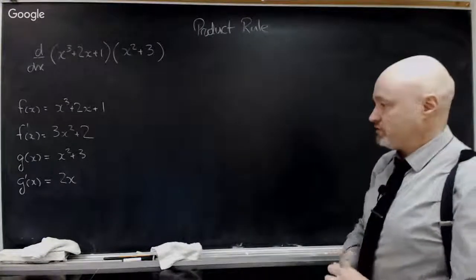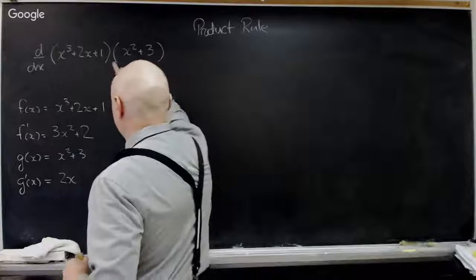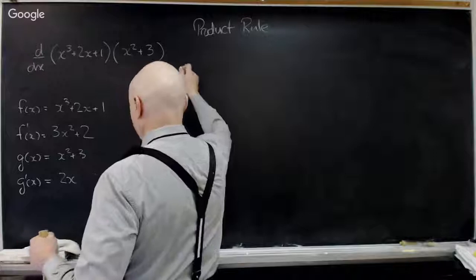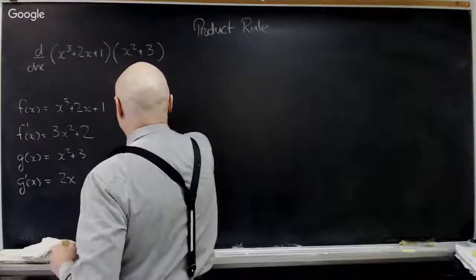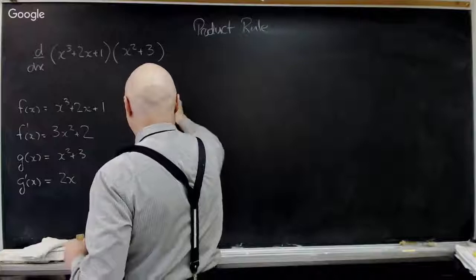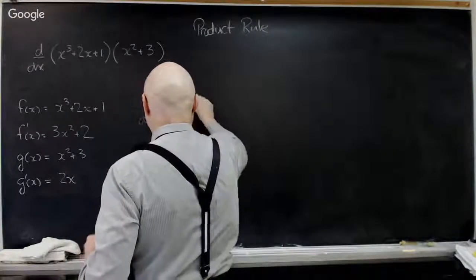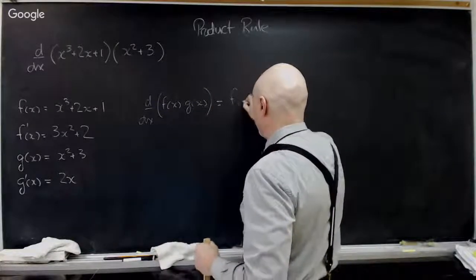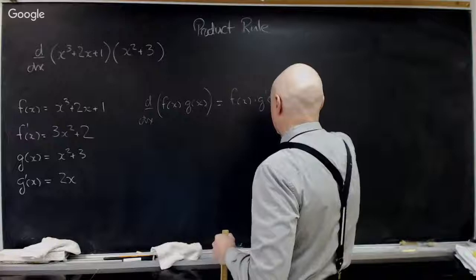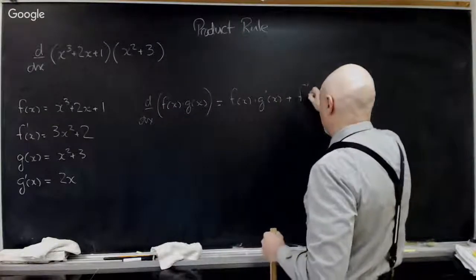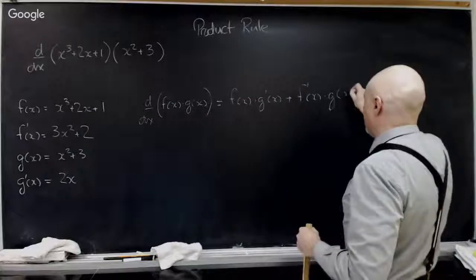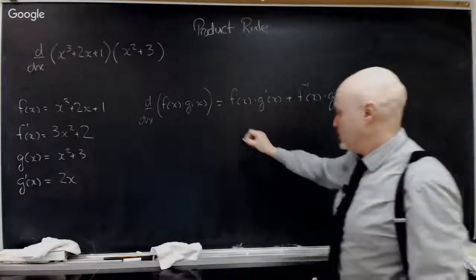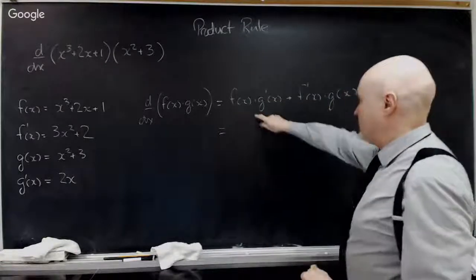I've found their derivatives. I know that the derivative of this is just going to be using my product rule. And so let's write this out. The derivative of f at x times g at x is equal to first times the derivative of the second plus the derivative of the first times the second. You will notice that you can add these in any order. You can multiply these in any order. Won't matter.